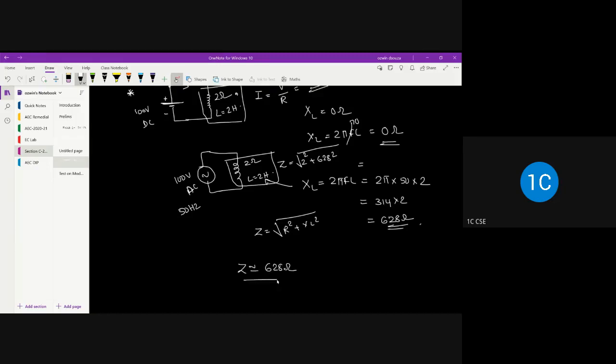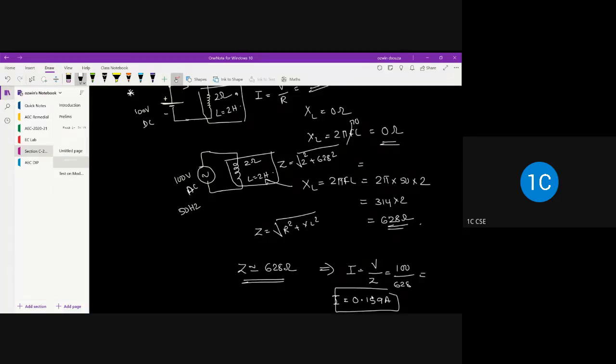Due to which, what happens to the current? I is equal to V by Z. Voltage is 100 and impedance is 628. So the current is approximately 0.16 amperes. So what happened?